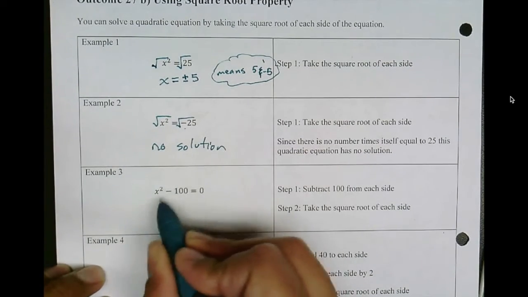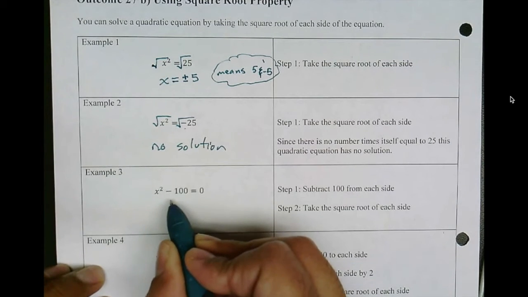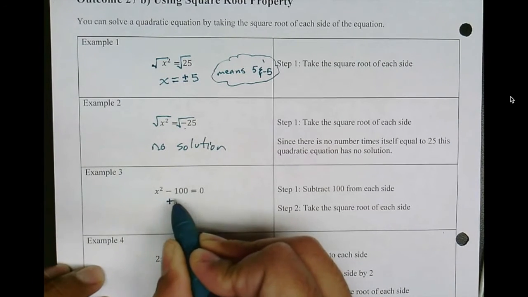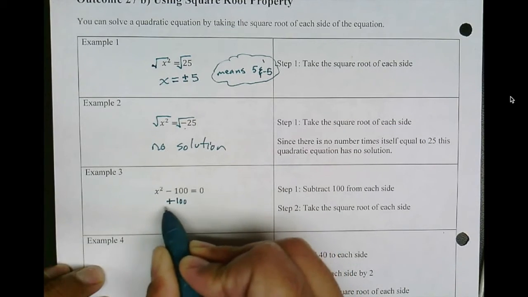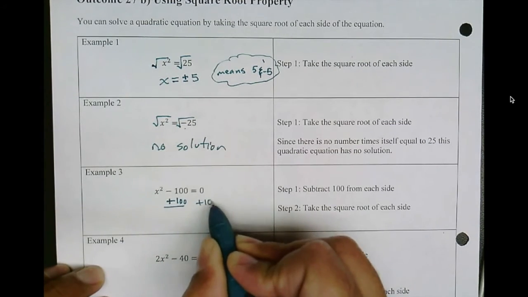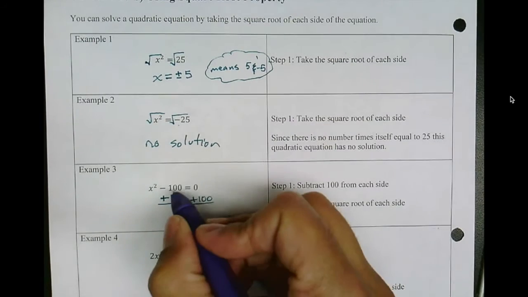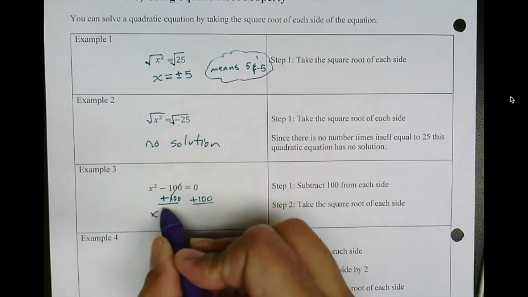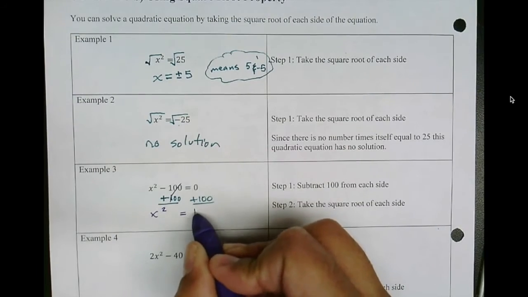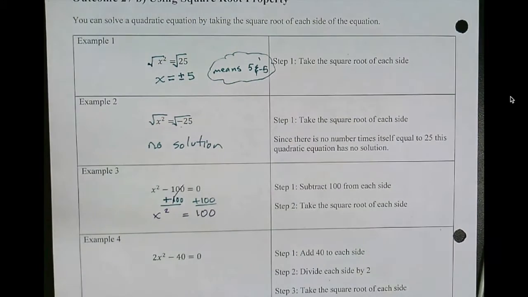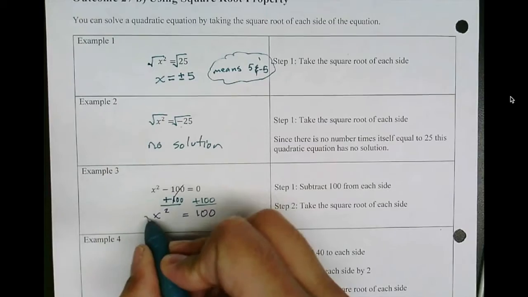Let's start by solving this equation for the x squared. So let's get rid of this minus 100 by doing the opposite, the inverse, which is plus 100 to each side of the equation. So what are we left with here? We're left with, after this cancels out, x squared is equal to 100. Now this looks more like the earlier problems. So let's take the square root.